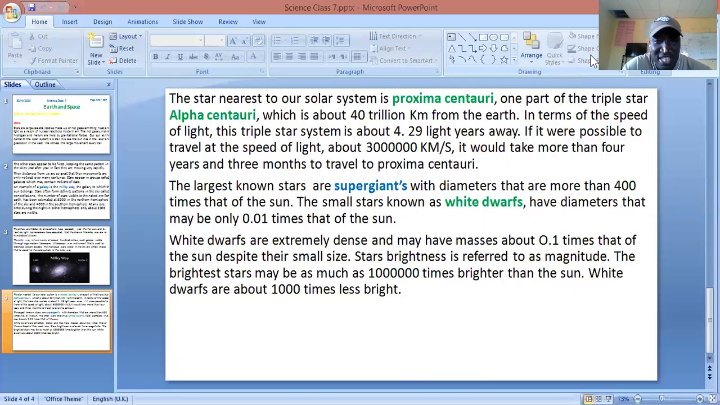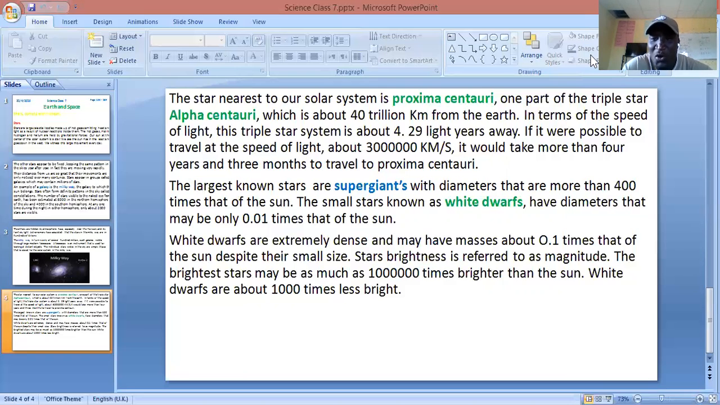The largest known stars are supergiants. When you talk about giants, you refer to someone who is tall, when referring to people. But when you are talking about stars, they are called supergiant stars. The largest known stars are supergiant stars with diameters more than 400 times that of the sun. They are extra super giants.